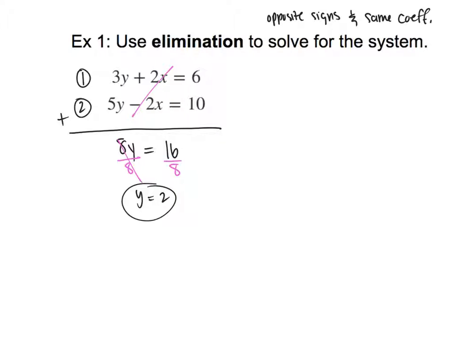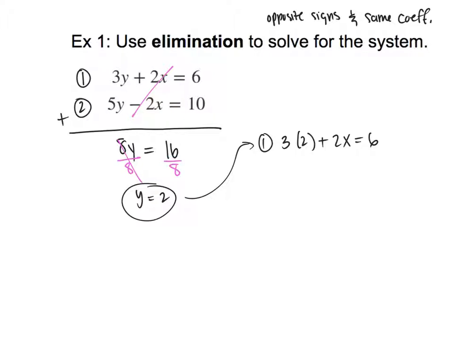And so now that I have y, all I've got to do is find the x. If I'm looking for what x is, we go back to what we did when we had substitution. We just take our y value and plug it into one of these equations. I'm going to just choose the first equation. It doesn't matter which equation you choose. So if I plug this into the first equation, I have 3y, but instead of y, I'm going to plug in my 2. Plus 2x equals 6.